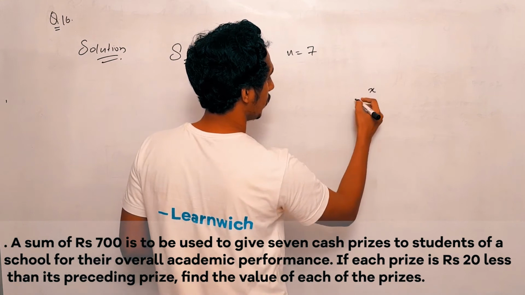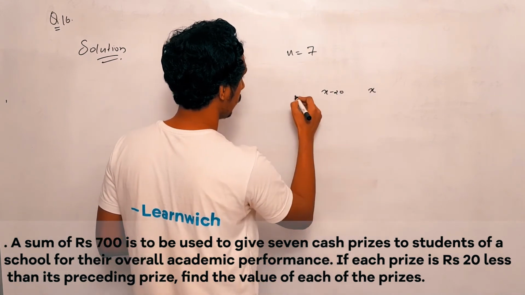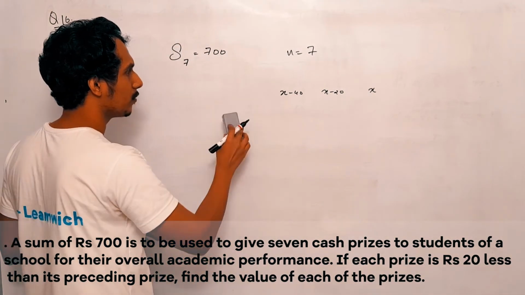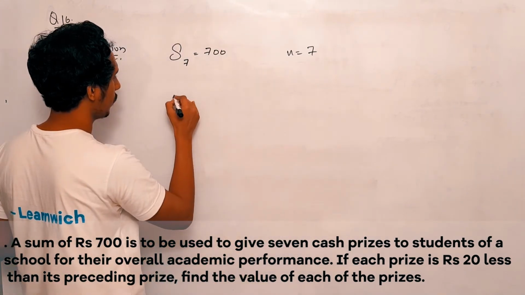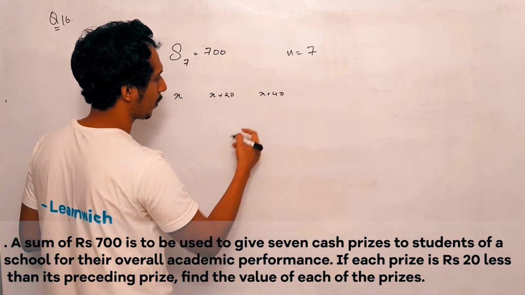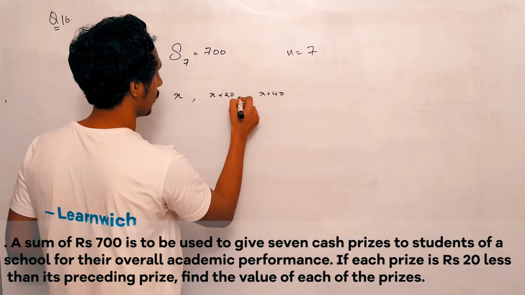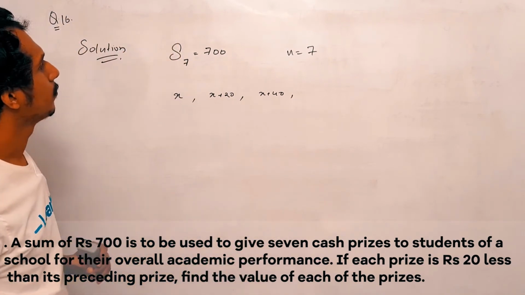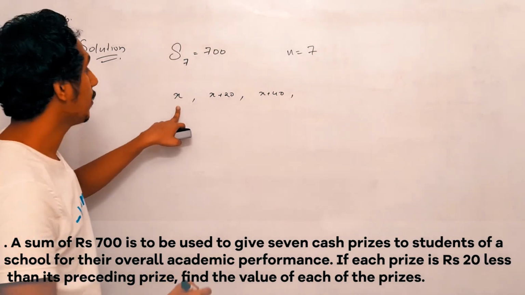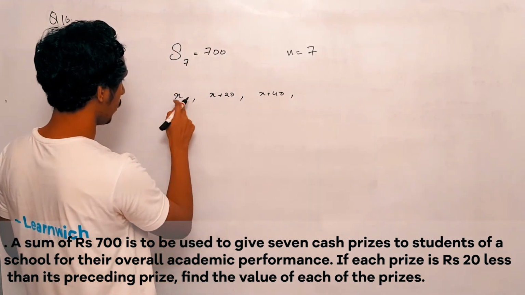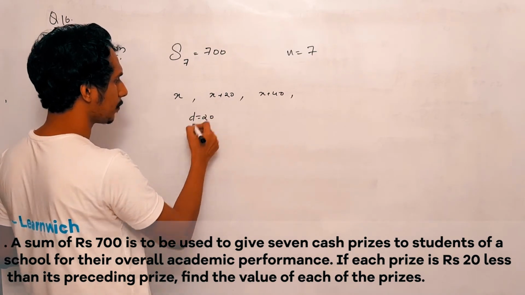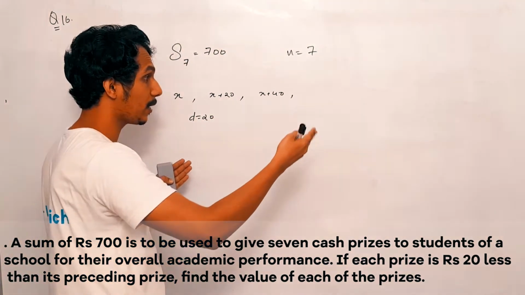So let's say if this is x, then this will be x minus 20, and this will be x minus 20 minus 20, that's 40. Or let's not go for this method. Let's say this is x, this is x plus 20, this will be x plus 20 plus 20, 40. Like that you have 7 different cash prizes. I have to find out x first, right? From this information, what is d? This is x, this is x plus 20, this is x plus 40. So can I say d is 20? Each cash prize varies by rupees 20.